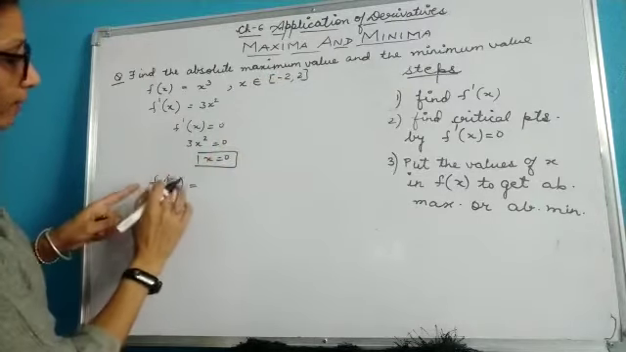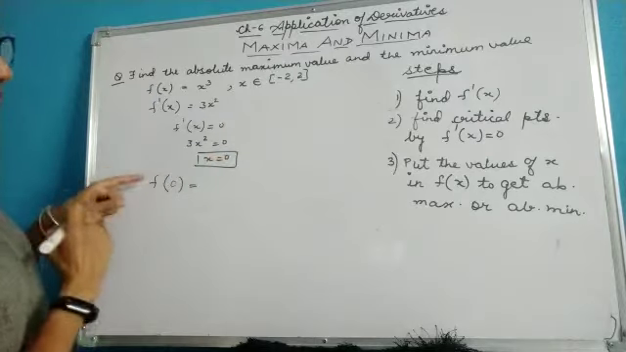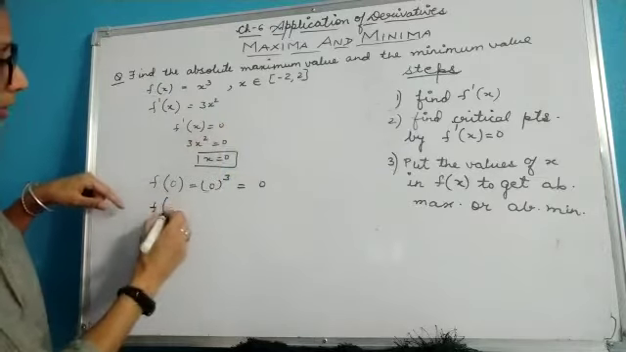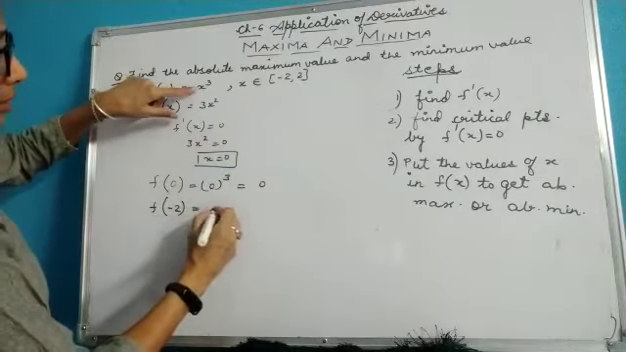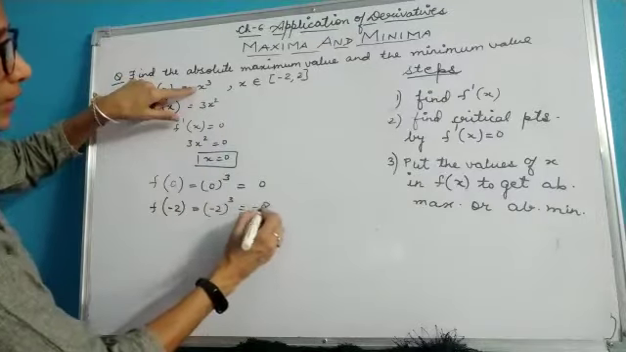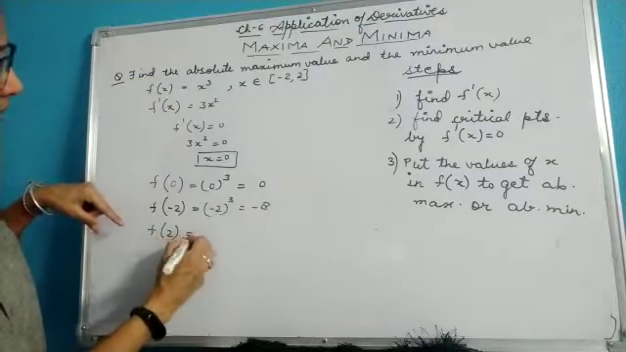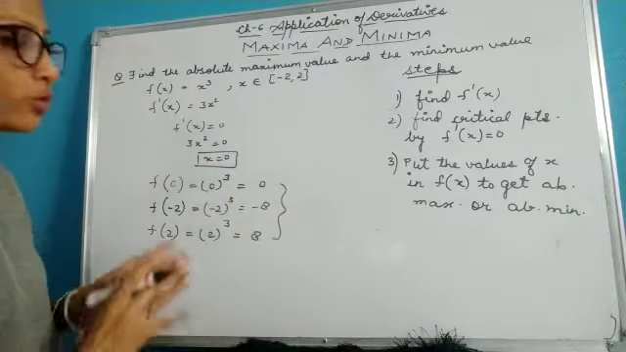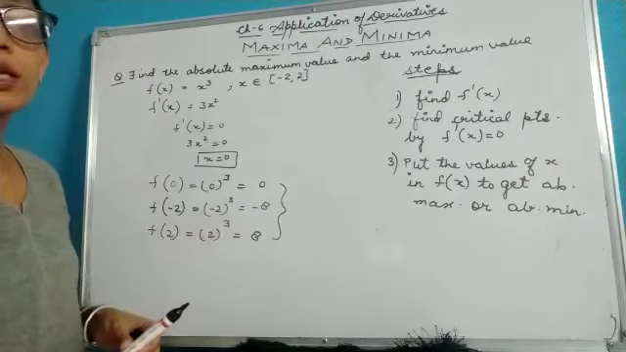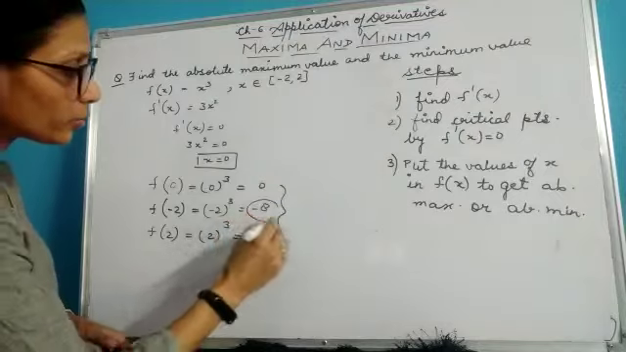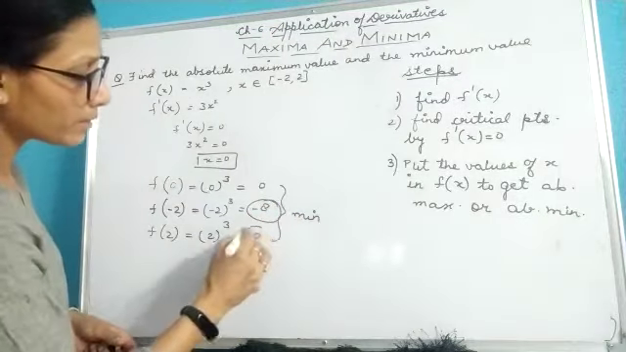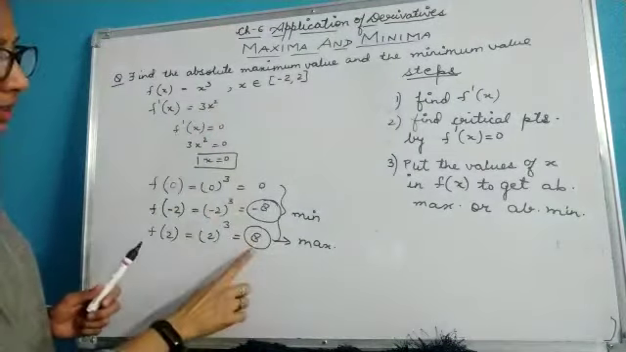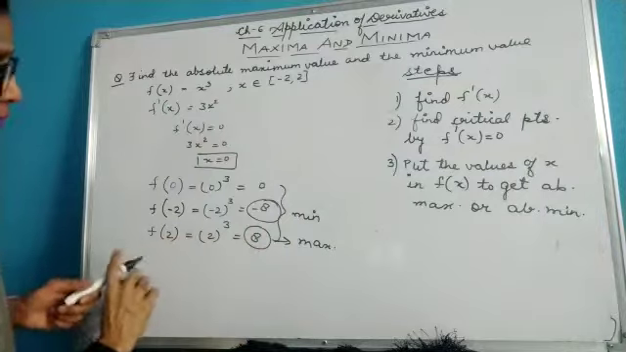So when I am calculating f(0), then it will be 0 cube, which is equal to 0. When I calculate it at minus 2, then it is minus 2 whole cube, which is equal to minus 8. When I calculate it for x equal to 2, this is 8. Now children, from these you need to see that the minimum value is minus 8 and the maximum value is 8. So I can say the function attains the maximum value at x equal to 2.